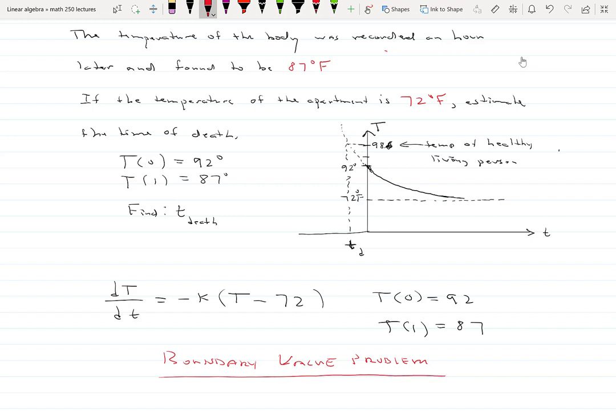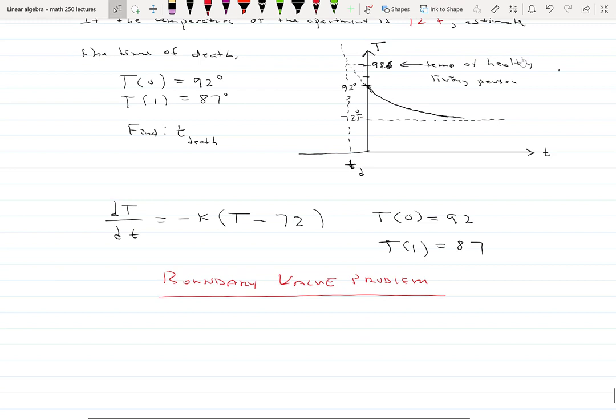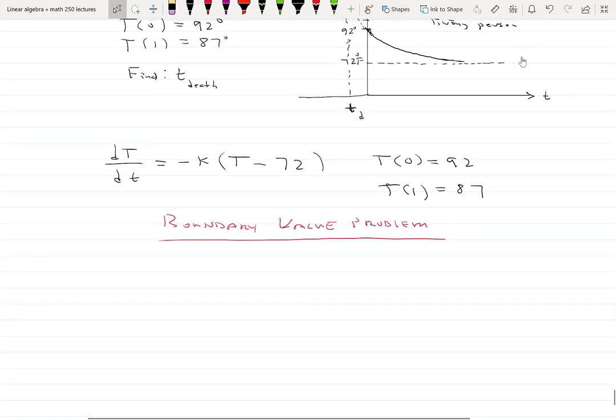than initial value problems. A boundary value problem has a differential equation and boundary conditions, a condition at t equals 0 and a condition at some other point, t equals 1, in this case. It's not essential that you memorize what a boundary value problem is. It's just to differentiate, no pun intended, between boundary value problems and initial value problems. Okay, let's solve this boundary value problem.